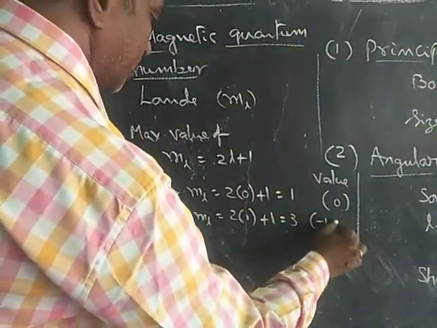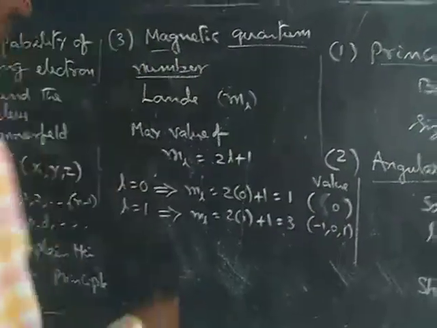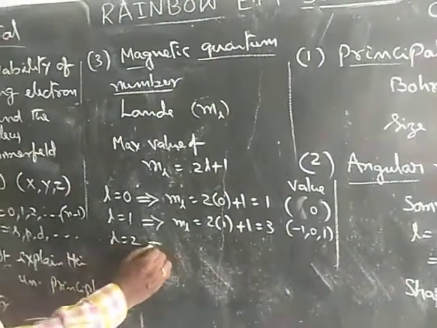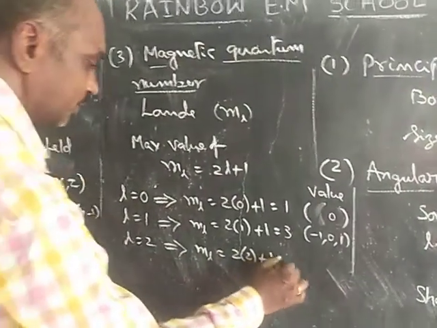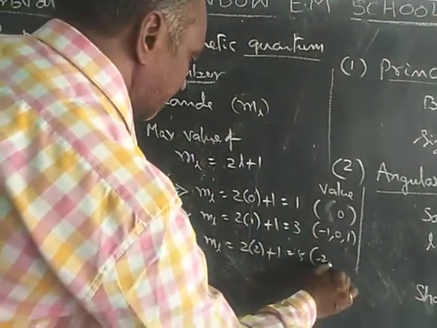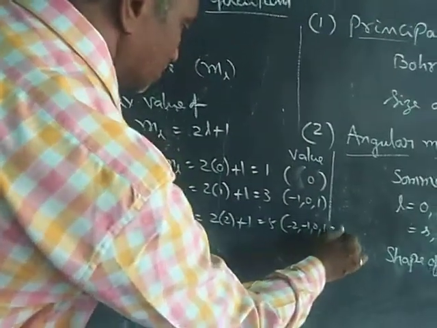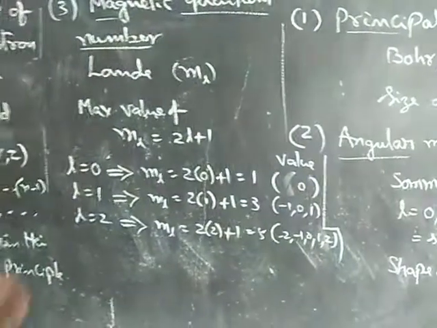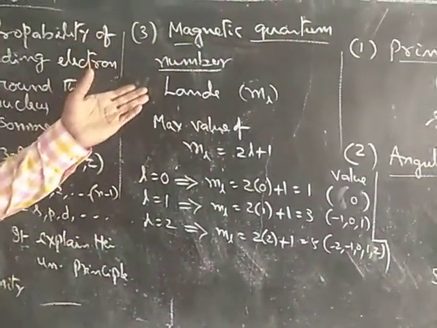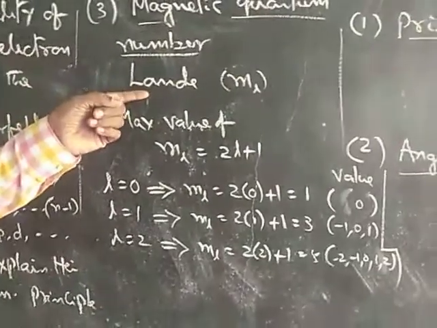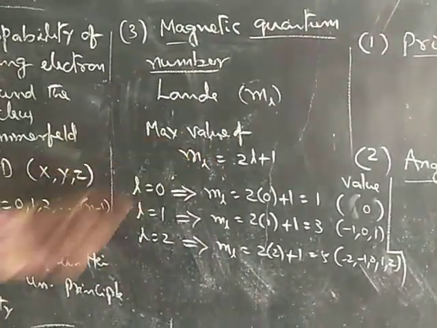That is minus 1, 0, 1. Here L value 2 means ML is equal to 2 into 2 plus 1, which is 5. That is minus 2, minus 1, 0, 1, 2. So this magnetic orbital quantum number, or magnetic quantum number, suggested by the scientist Landé, is denoted by the letter ML. The maximum value is 2L plus 1.